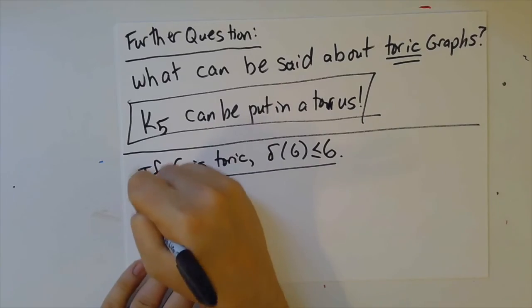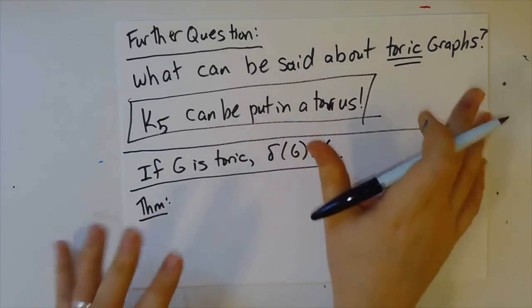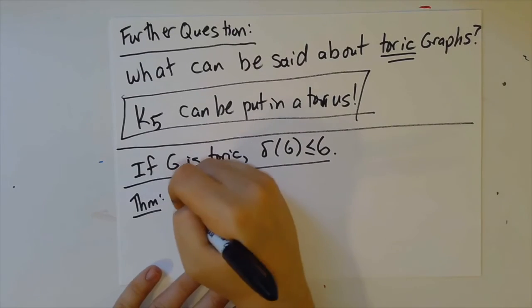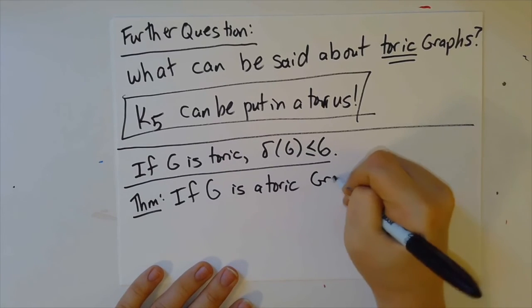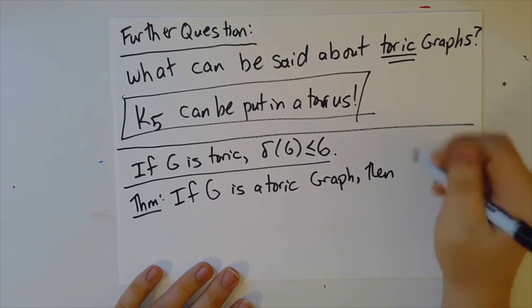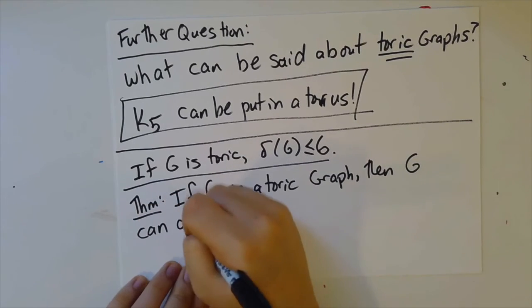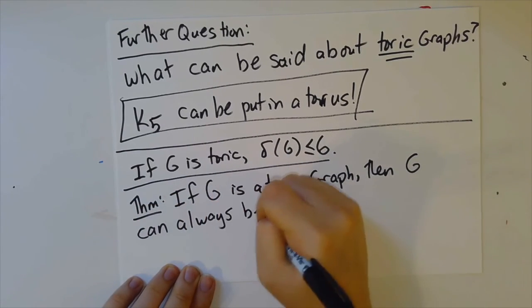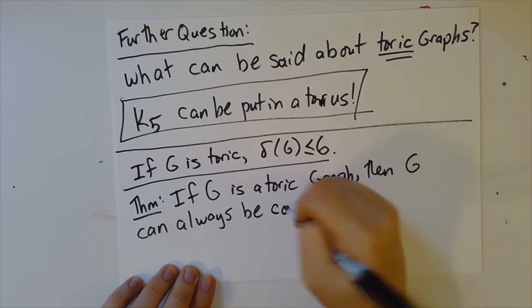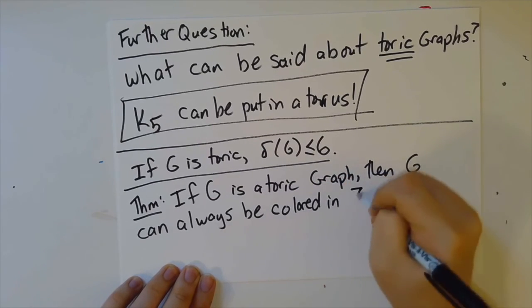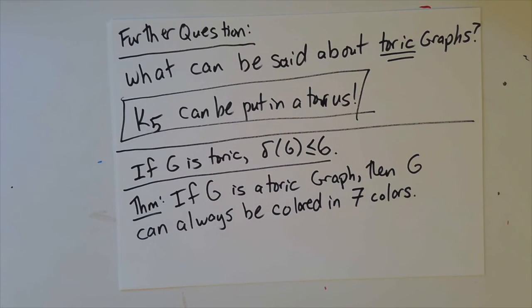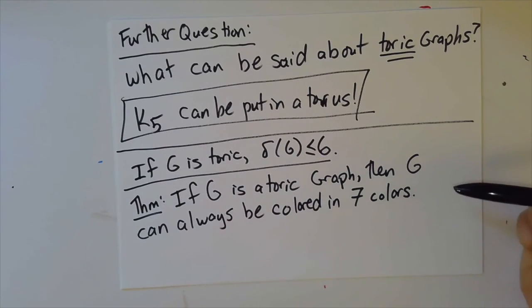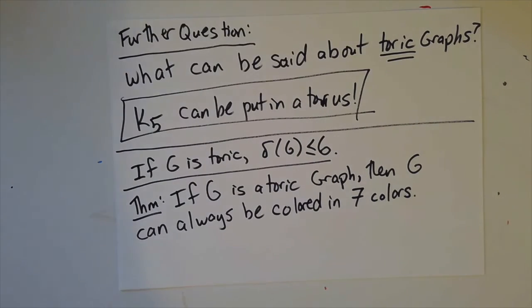And so what have we proven? We have proven the following theorem, and we really have completely proven this. If you go write out all the details, we've completely proven this. If G is a toric graph, then G can always be colored in 7 colors. Okay, so that's ours, in just the way that we proved that every planar graph could be colored in 6 colors.